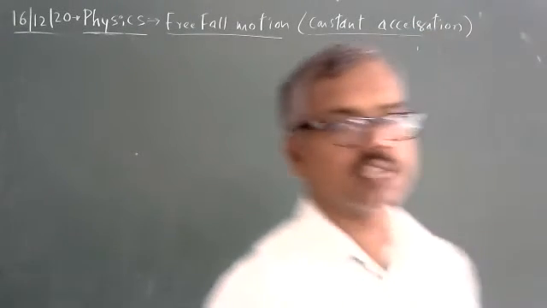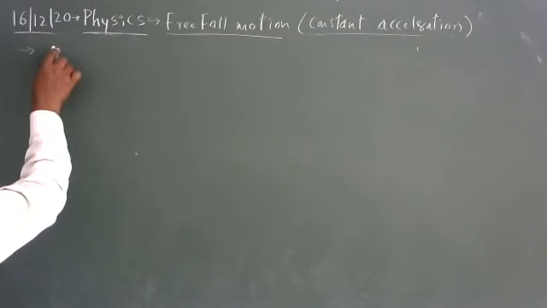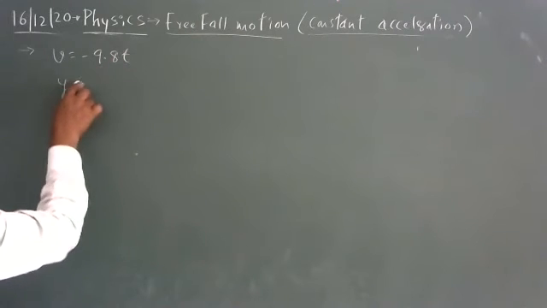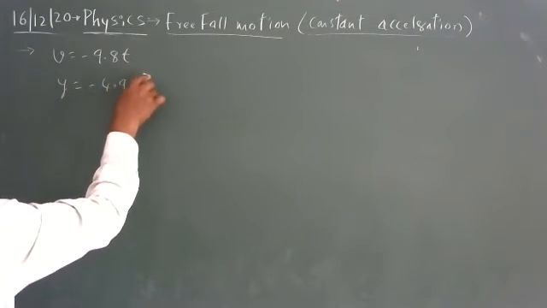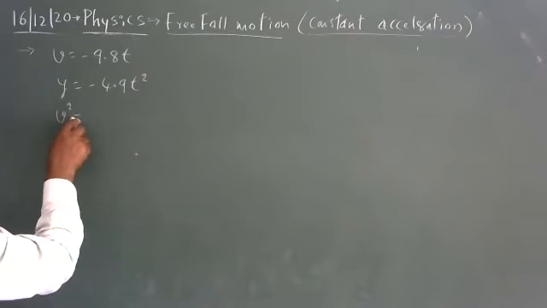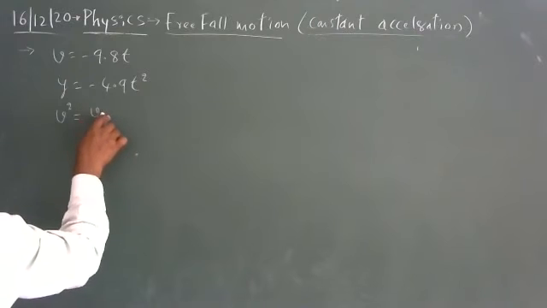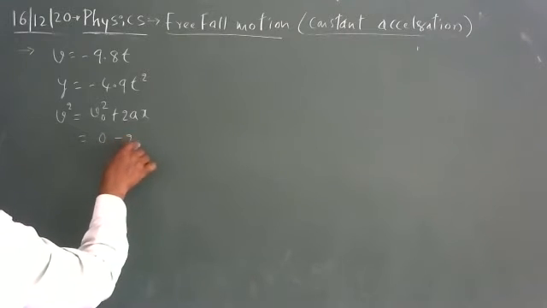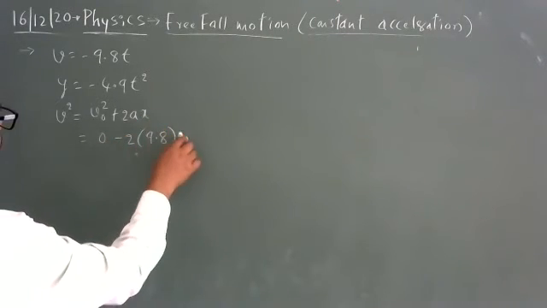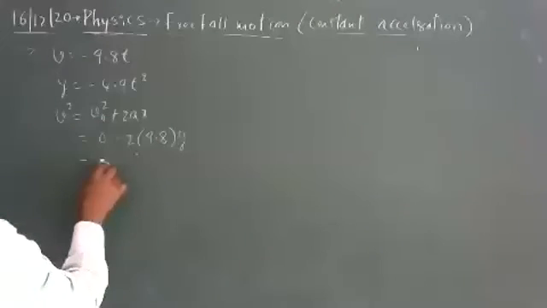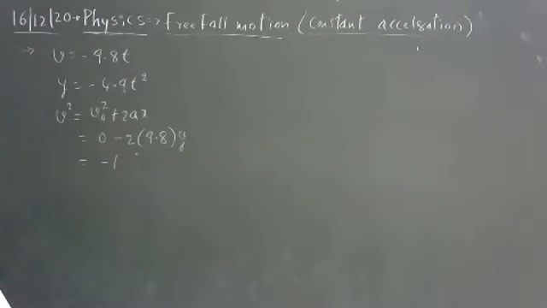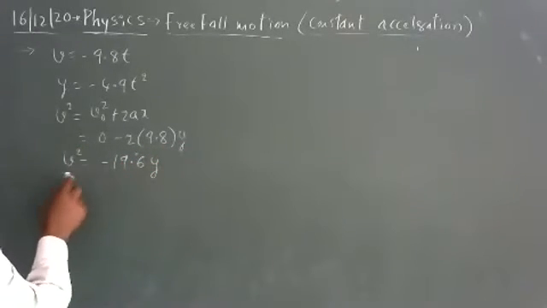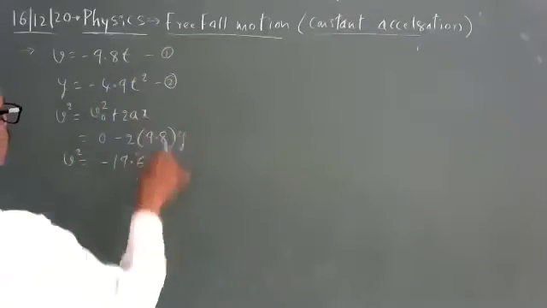Okay, let me draw the corresponding graphs. The reduced equations are v equal to minus 9.8 t and y equal to minus 4.9 t square. Similarly, final velocity square equals initial velocity v0 square plus 2ax. So it becomes minus 2 times 9.8 times y, finally minus 19.6 y. This is v square. So you can call the three relations 1, 2, and 3.